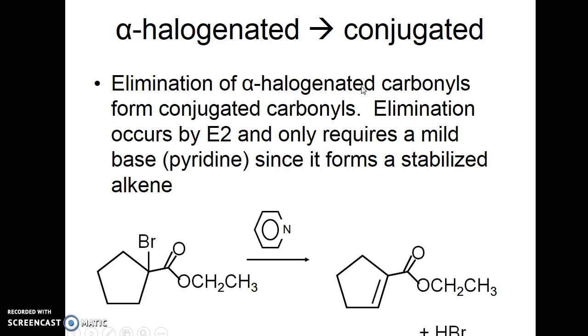Alpha halogenation can be used to induce conjugation on an ester or an acid derivative. So we used alpha bromination on a carboxylic acid and then treated the acid halide with ethanol. Now what can we do? We can treat this with a base, and it can be a mild base like this one, pyridine, and it will then induce elimination, and we get alpha beta unsaturation on this ester right here.